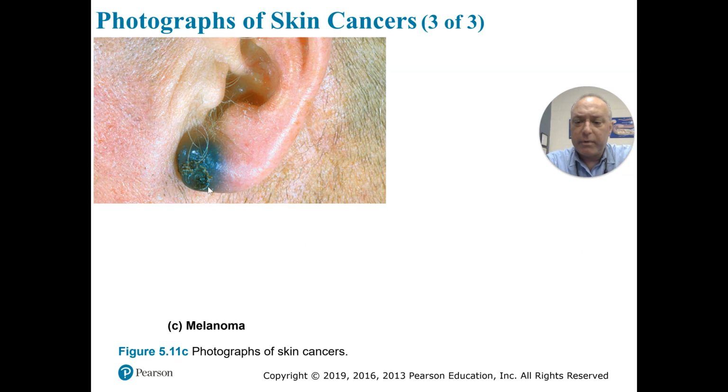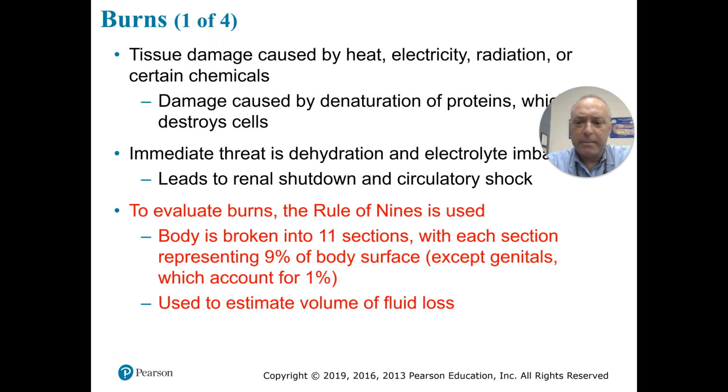So here's an example of a skin cancer in the lobe of the ear. This is a melanoma. You see it has the dark pigment. It's kind of green, bruised. So this is a dangerous type of skin cancer.